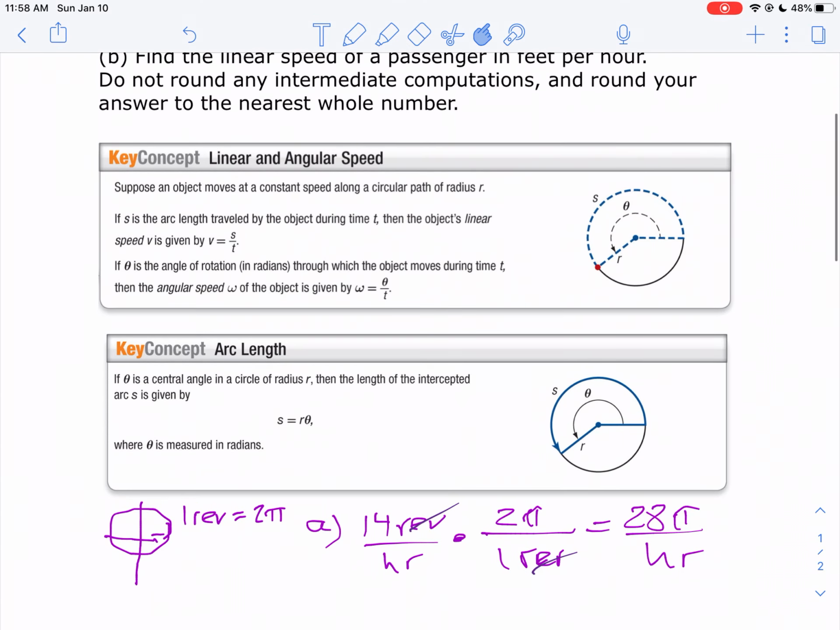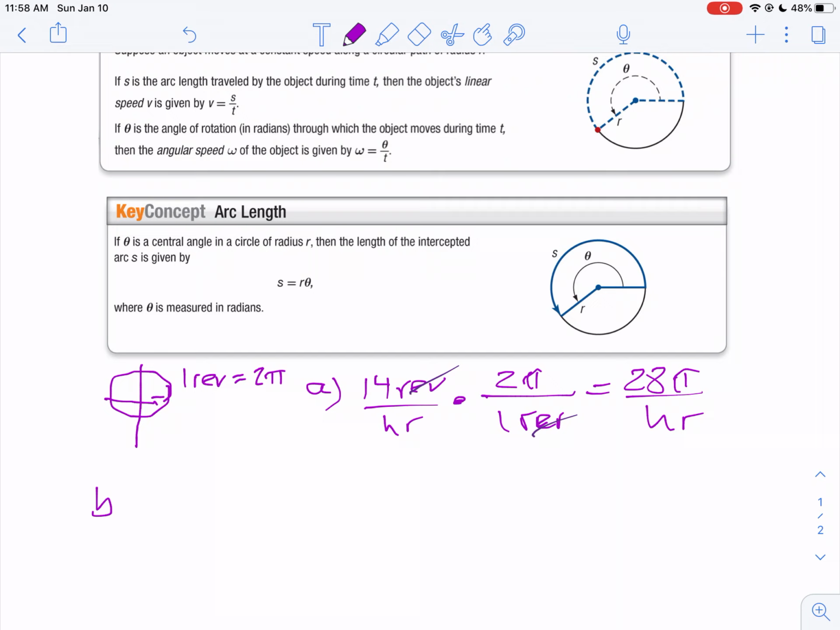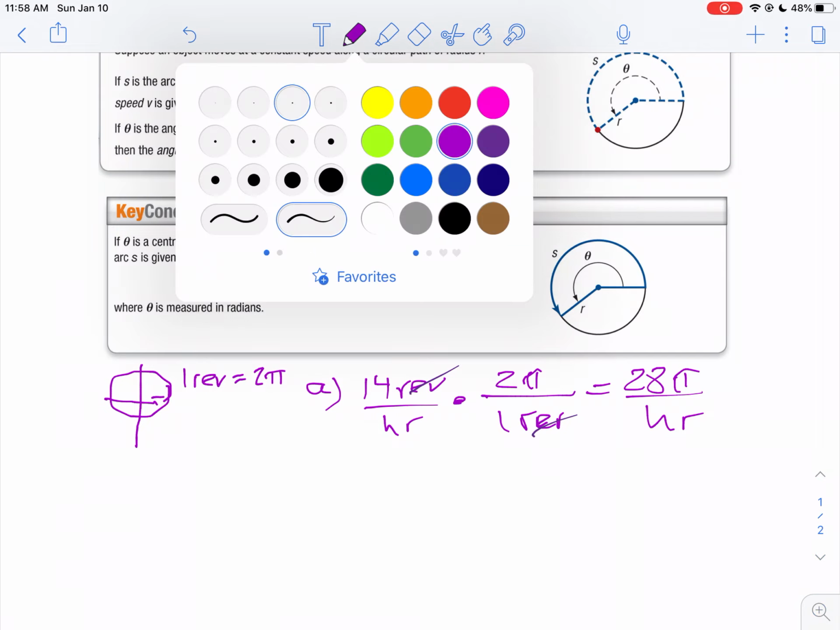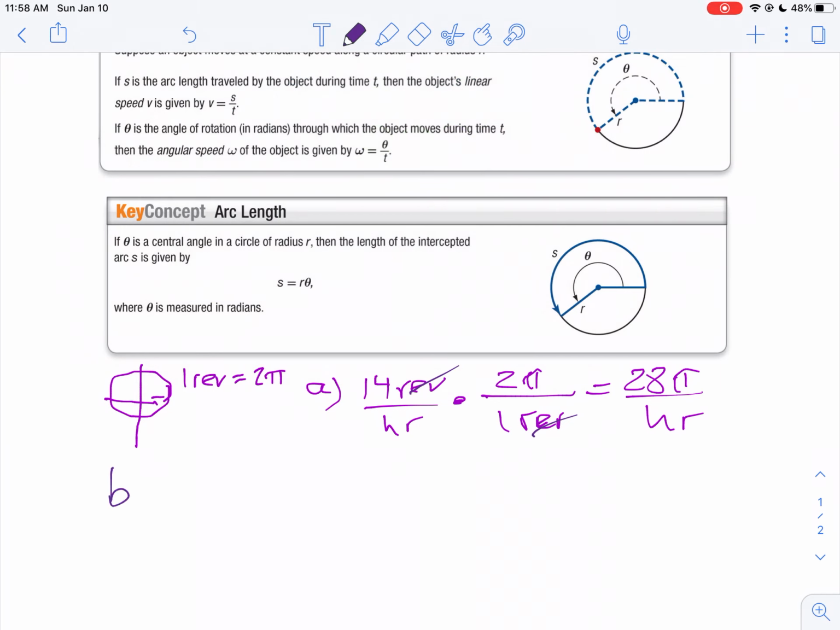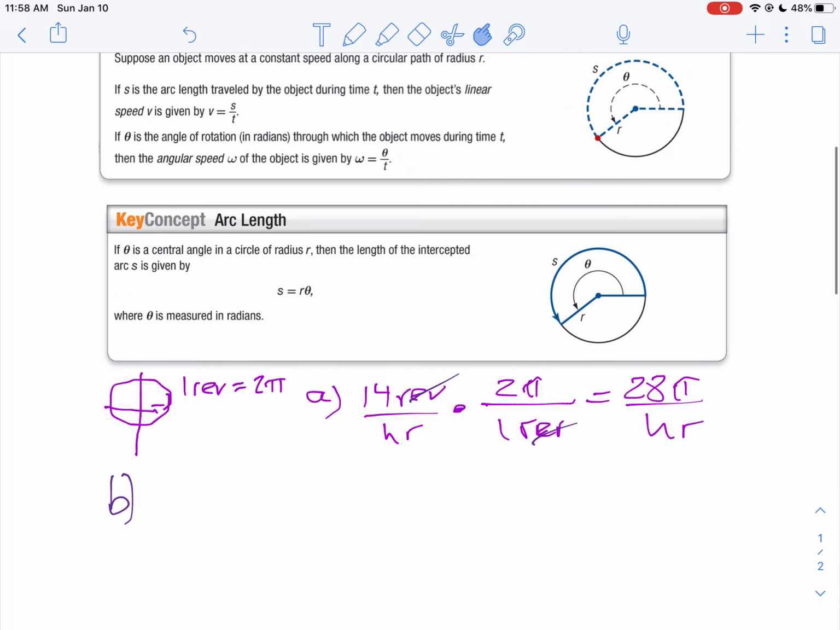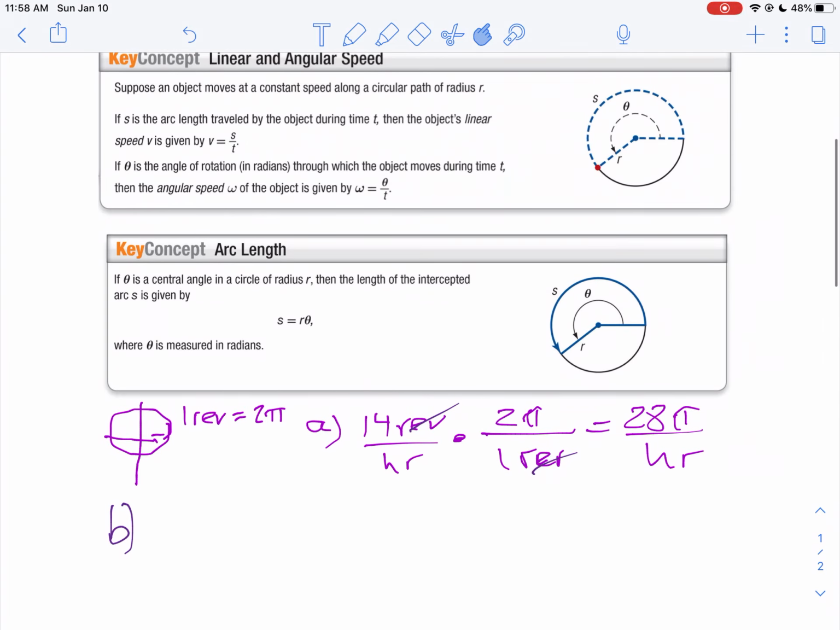Now the second question, part B, we have to do a little bit more here. I'm going to switch colors so we can take a look at part B. We want to relate angular speed and linear speed because you want to convert to linear speed. I copied down the formulas from your seminar, but in the seminar when I did the problem, I just told you the relationship. Let me show you that relationship here.